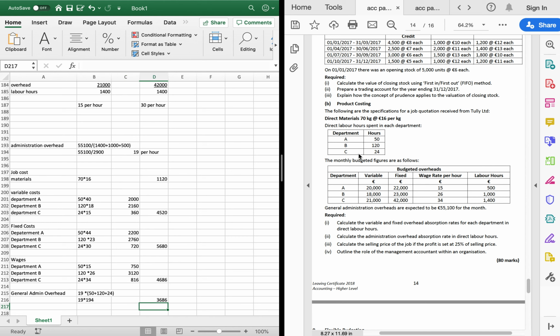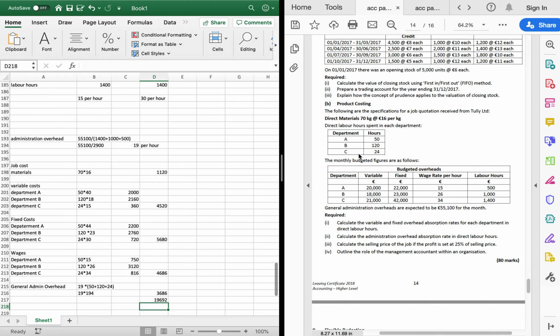All right, so there's no other cost mentioned. So what we do is add those costs together. That gives you the production cost. Now, just like in the job costing video, the production cost is not what you're selling the job for. It's what it costs you to make the job. And there has to be some level of profit. So it tells you to calculate the selling price, where profit is 25% of selling price.